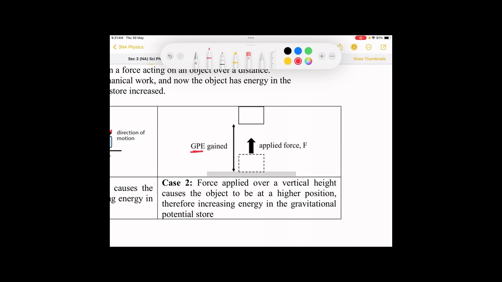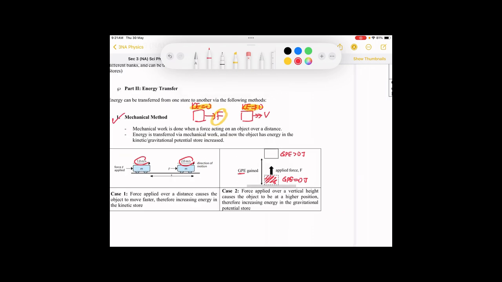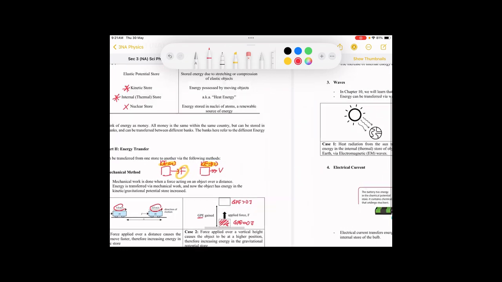So before, the object is resting on the floor, it's not at a height above ground, it has no GPE here, right? So the energy in the gravitational potential store is 0 over here, 0 joules. But over here, because it is at a height, the amount of gravitational potential energy is now not just 0, it's bigger than 0 now. There's some energy in the gravitational potential store. So this is mechanical method by application of a force.